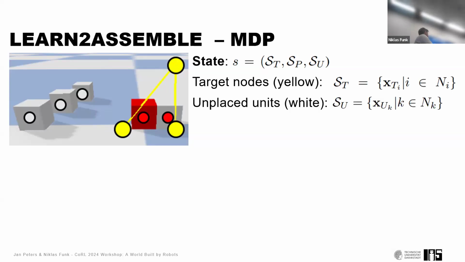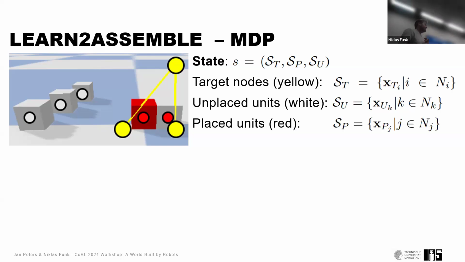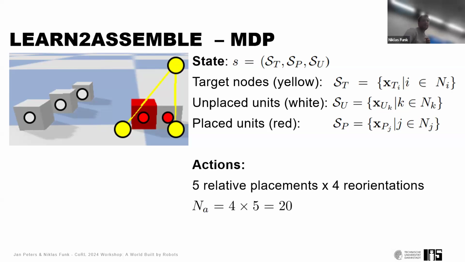Then we have the set of unplaced units, so the blocks that are still available, and we have the set of blocks that are already placed in the scene. Now in this first work, we assume that we have a relative action space, so you can place the unused available blocks with respect to the blocks that have already been placed. And we also consider like 4 reorientation actions around the set axis.